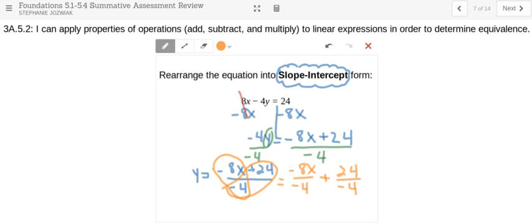So we're taking the numerator, or the top, and splitting it into two separate fractions, and then we take the bottom when we rewrite it. Now again, you can use your calculator here to divide stuff, but we're going to end up getting y equals -8x over -4 is a positive 2x, and then we have 24 over -4, which is going to be -6. So here is our equation then in slope-intercept form.